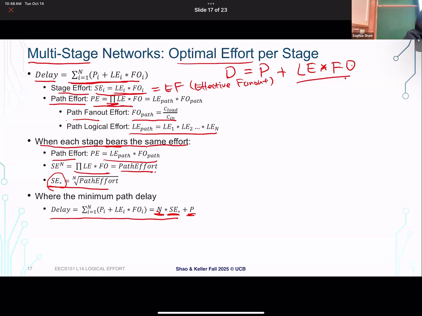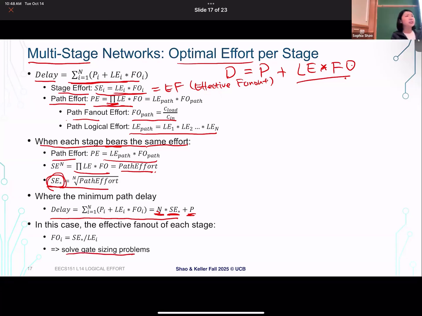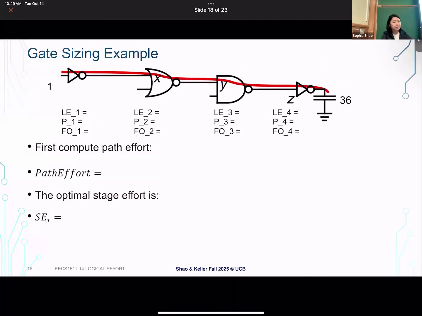And again, once we know the overall stage effort, we can start sizing the transistors because we know the logical effort, we know the gate, and we know the overall effective effort, so we can start sizing the gate. So again, a little bit abstract, but we're basically walking through the same steps we did compared to the inverter chain, and that's how we optimize it. Let's take a look at an example.